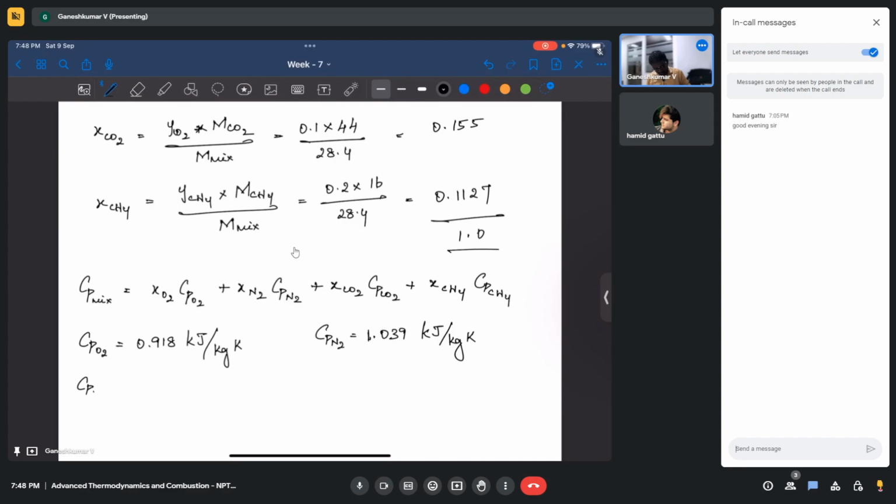If you want a good estimate of CPs, it's better to take it at the average temperature. Let's say 20 plus 200 by 2, right? It'll be around 110. Yes, that would be a better estimate.